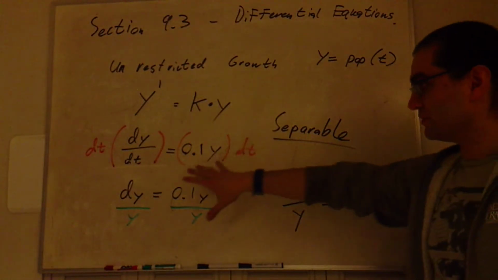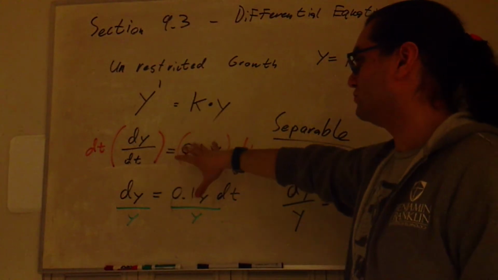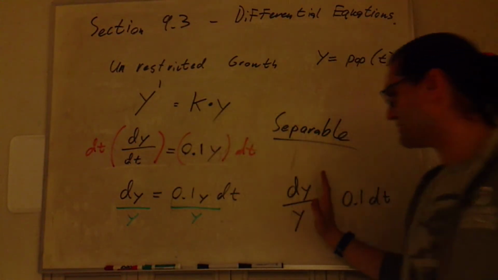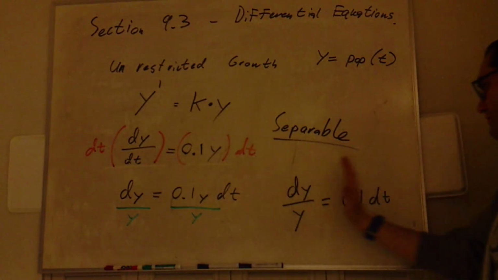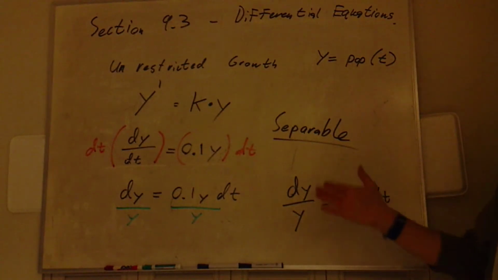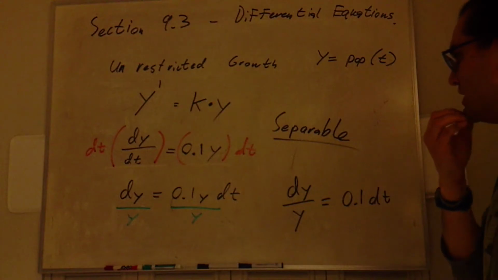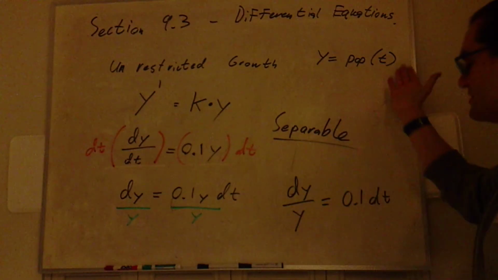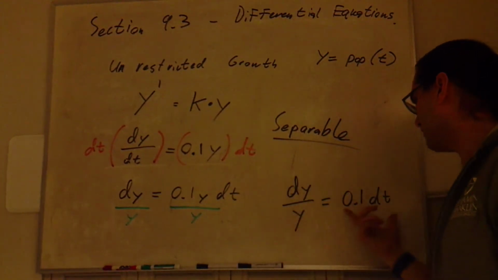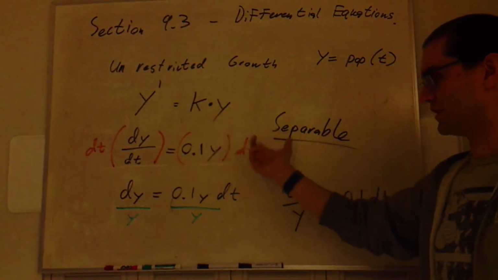It is possible through algebraic manipulation to completely separate all of your y business on one side of the equation and all of your t business on the other side of the equation. Or sometimes these will be x's. Sometimes you'll be separating y's from x's. Sometimes you'll be separating other variables. In this case we have y's and t's, so we have all of our y's on one side, all of our t's on the other side, and we've accomplished this by multiplication.